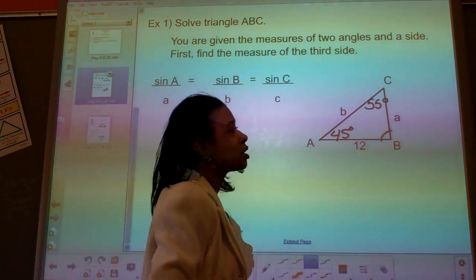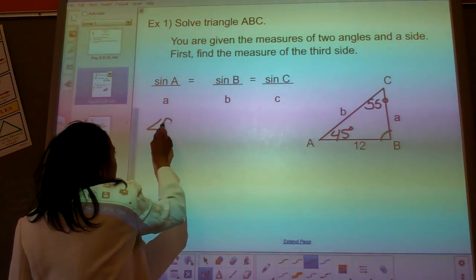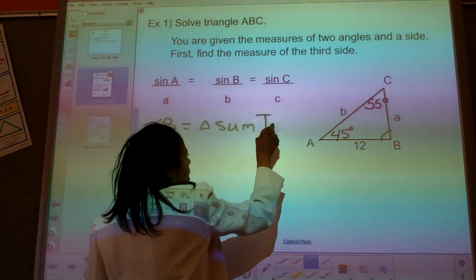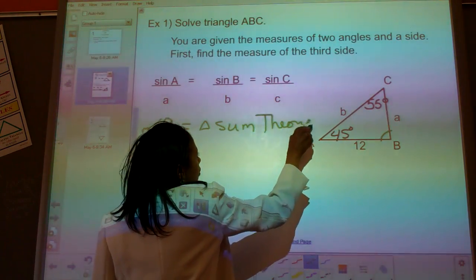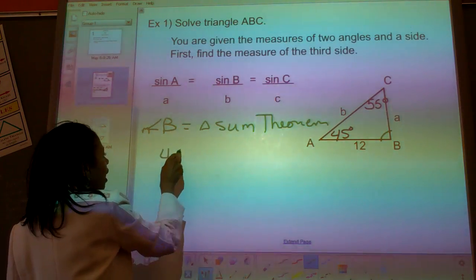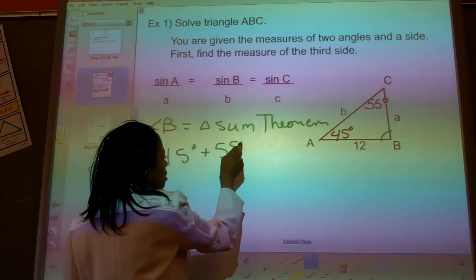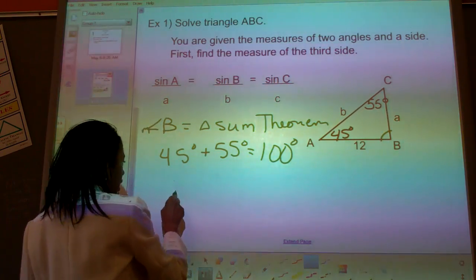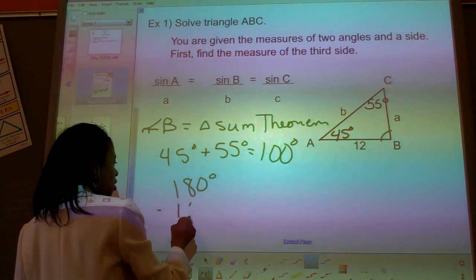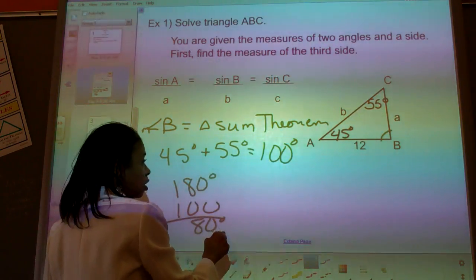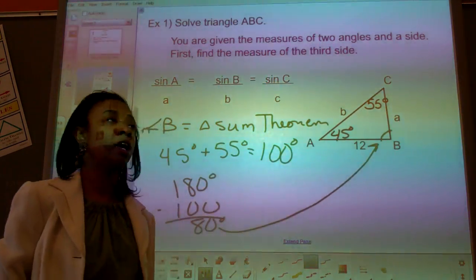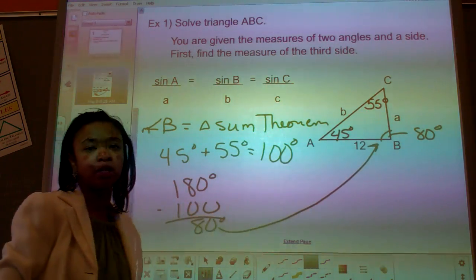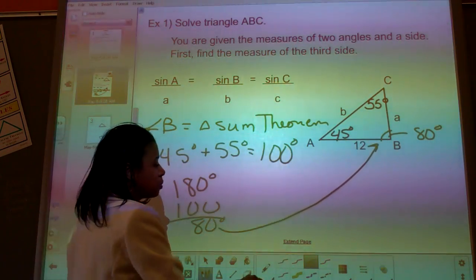The triangle sum theorem doesn't disappear. So to find the measure of angle B, I use the triangle sum theorem. 45 degrees plus 55 degrees is going to be equal to 100 degrees. And I know 180 degrees minus 100 degrees tells me the measure of angle B. Angle B is 80 degrees. So I can write that to the side. The measure of angle B is 80 degrees. That was easy breezy to find.